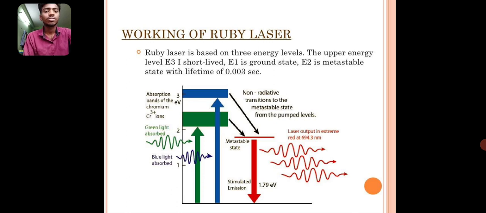Working of ruby laser. The ruby laser is based on three energy levels. We know that the upper energy level E3 is short-lived, E1 is the ground state, and E2 is a metastable state with a lifetime of 0.003 seconds. We can see in this diagram the ground state. When a photon is incident, the ion goes to energy level 3, and after completion of its lifetime it comes to the metastable state. After a lifetime of 0.003 seconds, it comes to the ground state, emitting a photon.